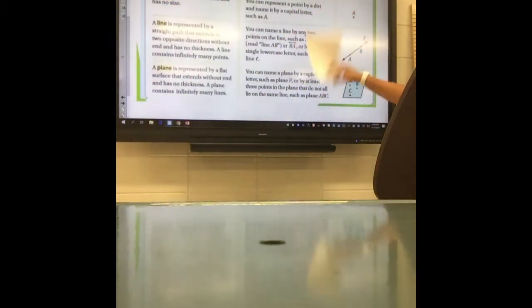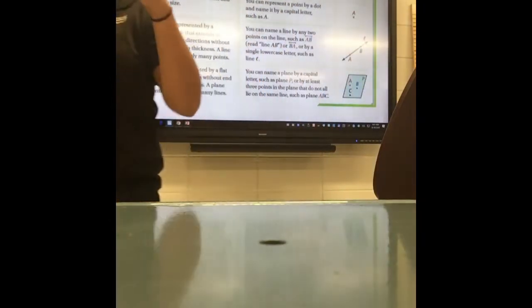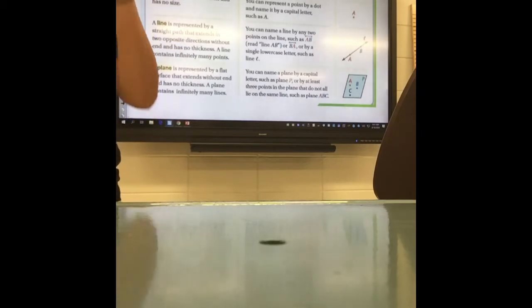Okay, so a plane. This would be considered a plane. For example, your iPad is also square, right? That's not considered a plane. Obviously, that's a three-dimensional object and it has thickness.